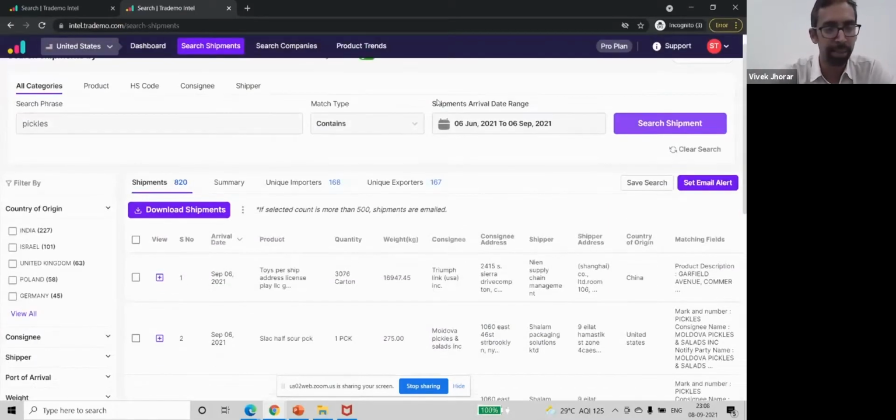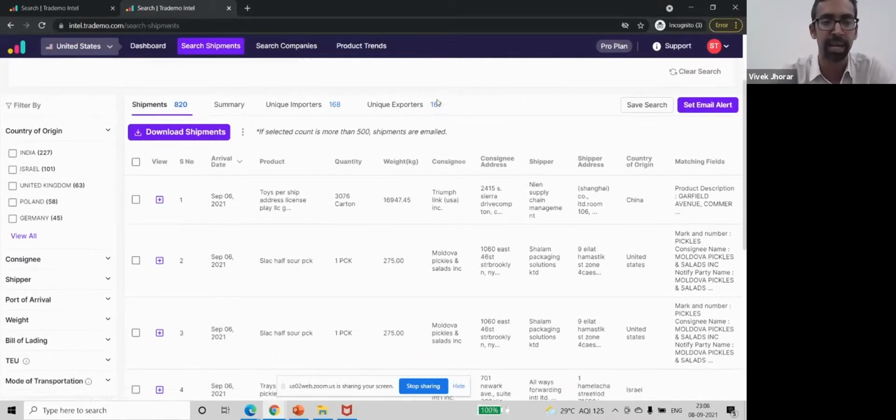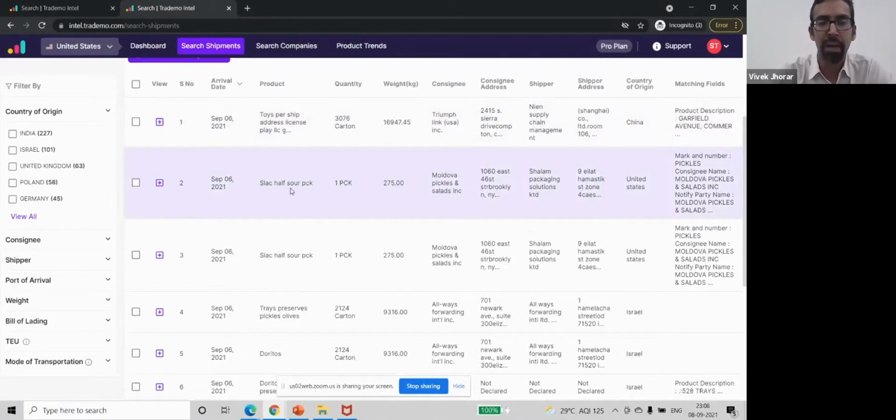So I searched for pickles because this is food preparation. Feng might be in other areas, but I just am picking this. So these are the kind of shipments which hit US ports, which had sour pickle. You can see the details of Moldova Pickles and Salads Incorporation was importing it, and this was the consignee who placed this shipment's order, and then there was a shipper who shipped it. Shalom Packaging Solutions.